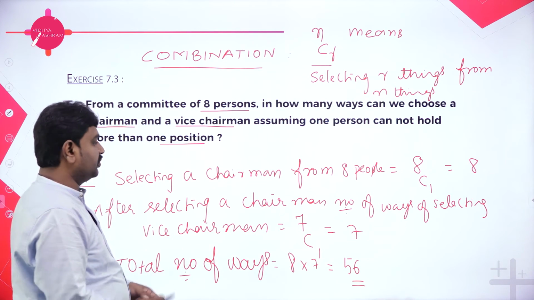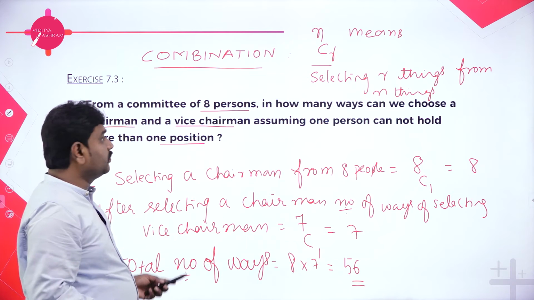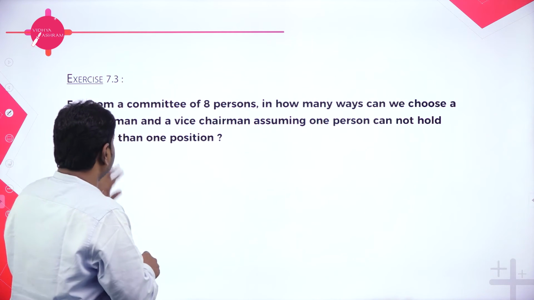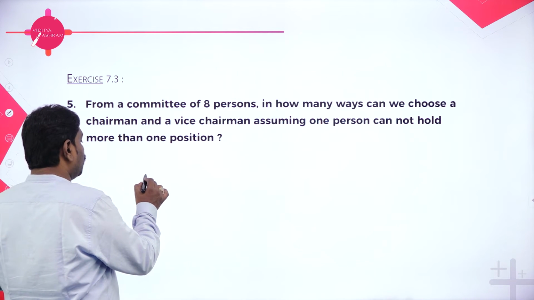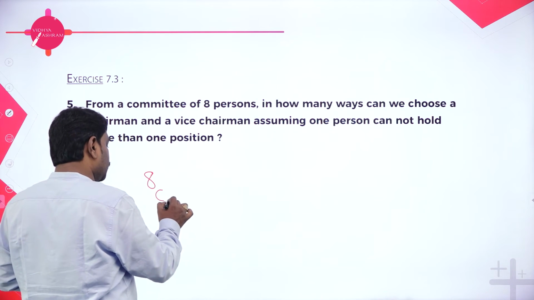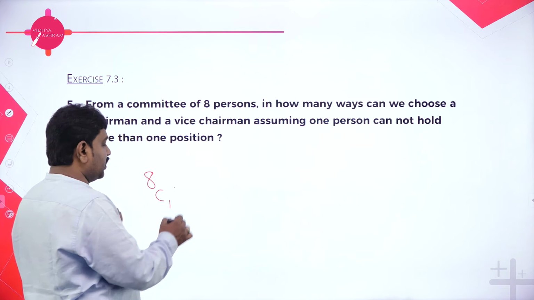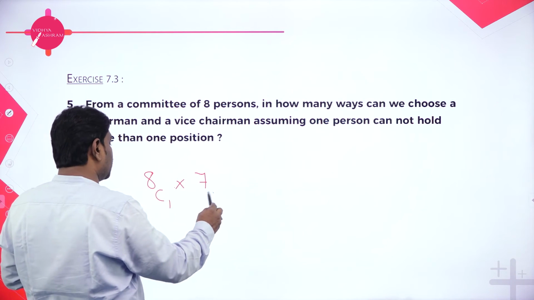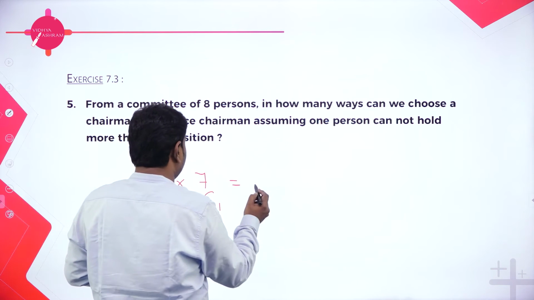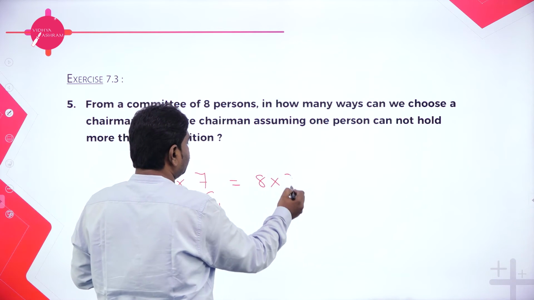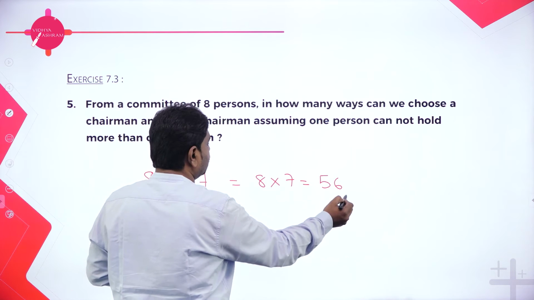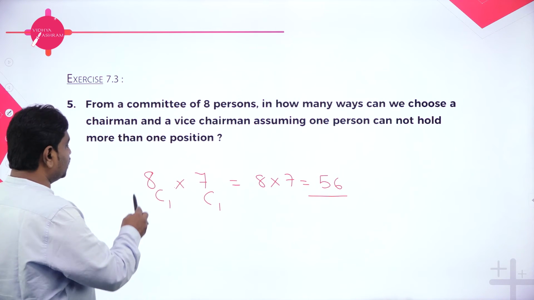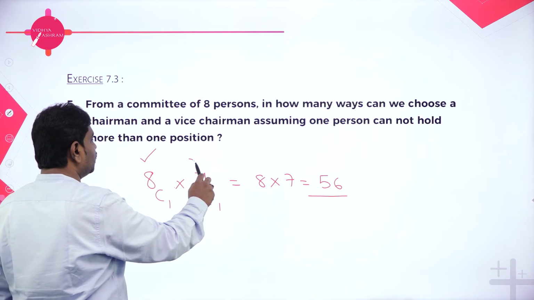This is a long procedure I showed. Same problem, I can also simplify and do like this. Out of 8 people, I can select 1 as chairman. Remaining I have 7 people. From 7 people, I have to select 1 more, 7C1. 8C1 is 8, 7C1 is 7, so 56. But why did I write so much? To make you understand.